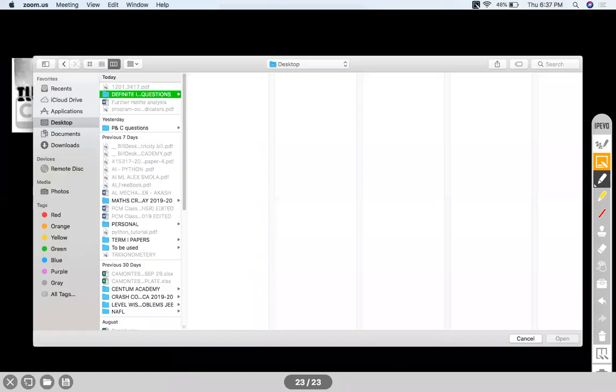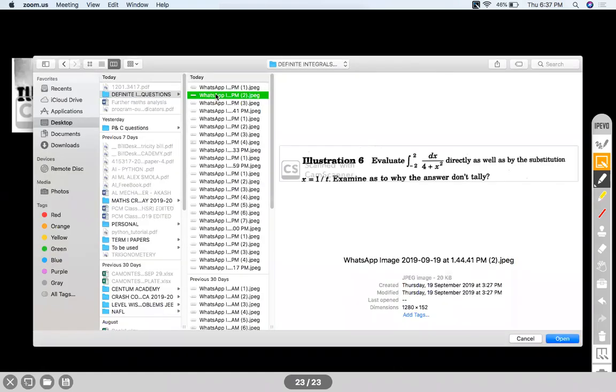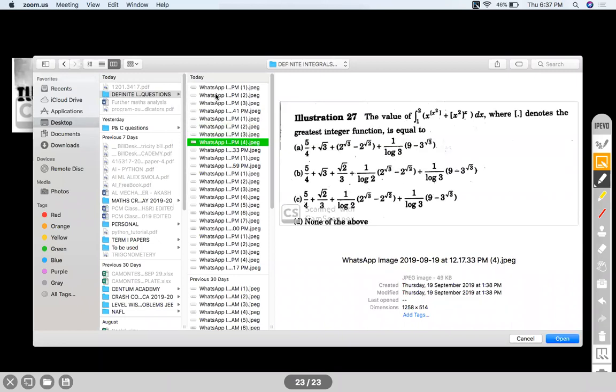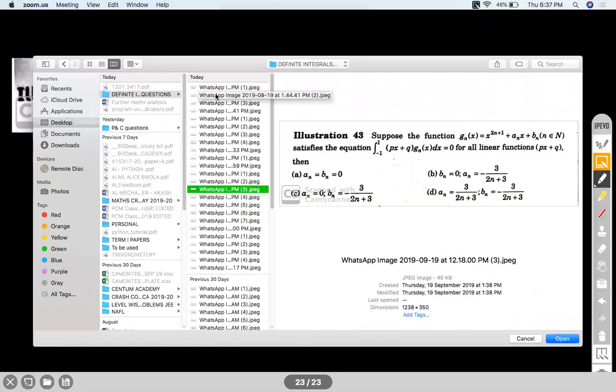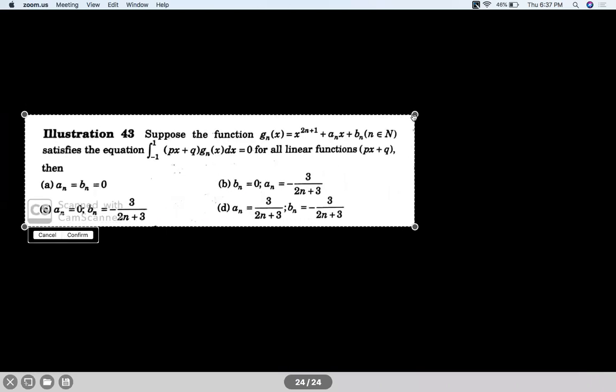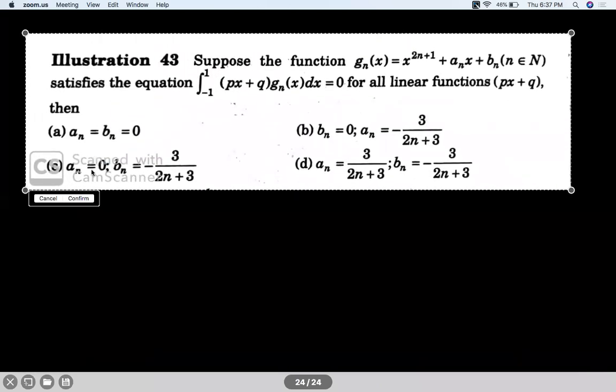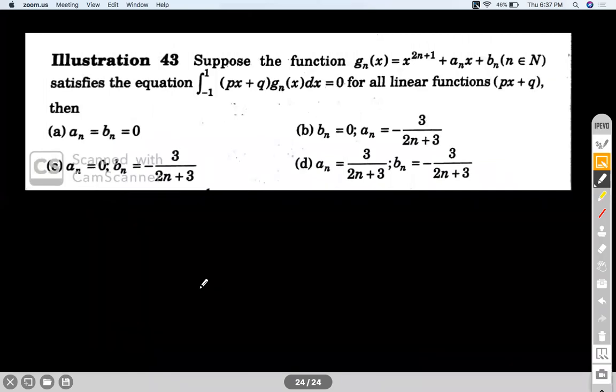Let's take the next one. Suppose a function g n x is given by this, and it satisfies this equation, the integral from minus 1 to 1 is equal to 0 for all linear functions px plus q. Then which of the following options is correct?